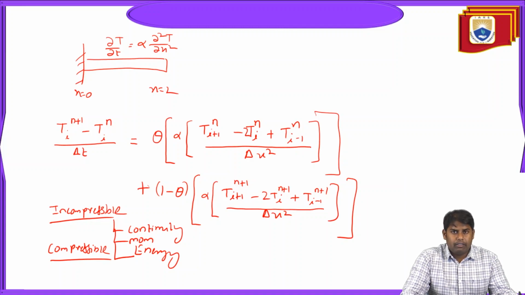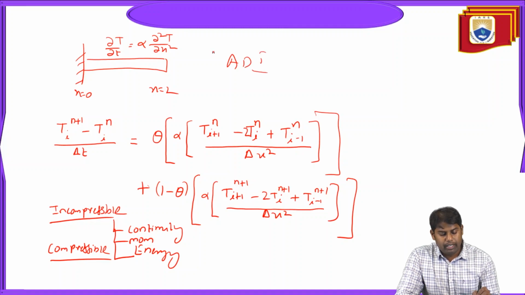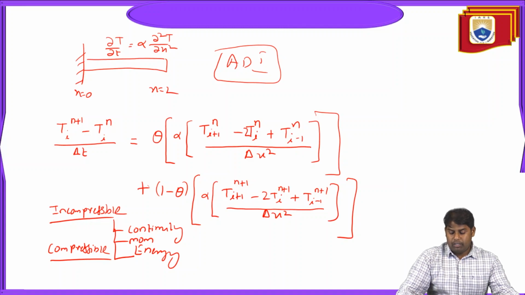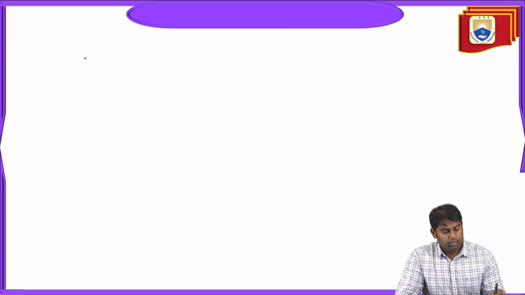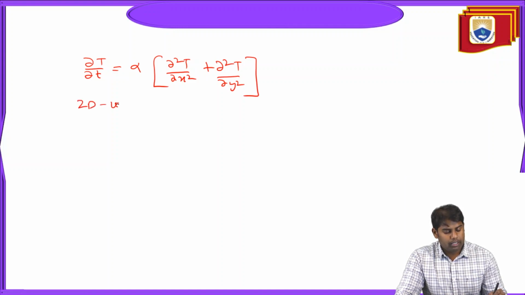In the next class we'll see what ADI is. ADI is the alternating direction implicit scheme. Alternating direction implicit in the sense that along the x direction we will have one method and in the y direction we'll have another method. Here we have taken only 1D, so we have to see what happens in 2D: ∂T/∂t is equal to α into (∂²T/∂x² plus ∂²T/∂y²). So this is the 2D unsteady equation.